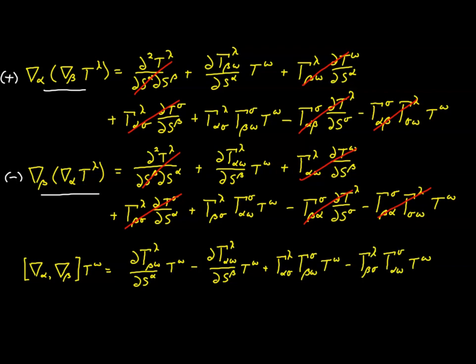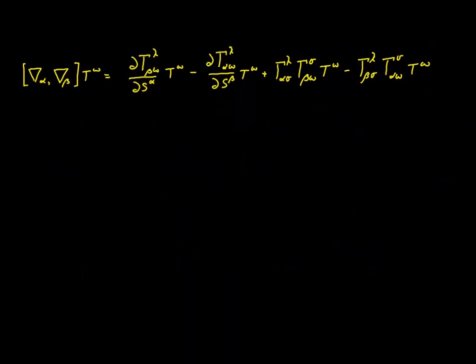All right, so what we have is this term right here minus this term here, and this term minus this term. Notice that we have a common factor of T omega here in each term. So what we can do is to factor that out and use what's left to define the Riemann Christoffel tensor.